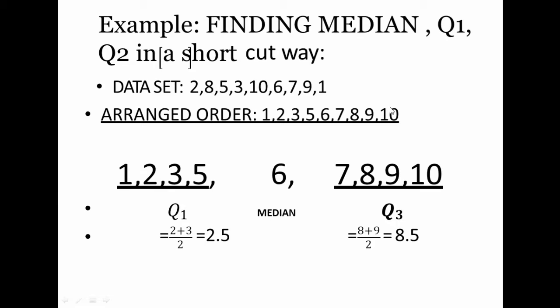So in the first part, we obtained 4 numbers. This is actually the first portion, the first part of the data. And this is the third part of the data. And this is actually Q3. Now Q2 is actually the median, and this is the median Q2. Q2 is actually 6, and 6 is the median.